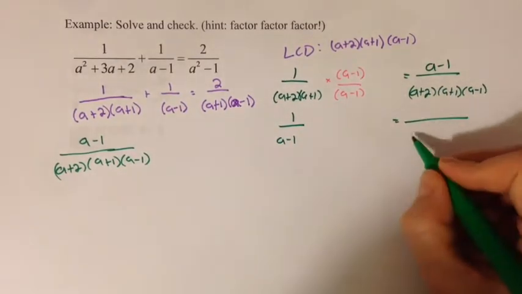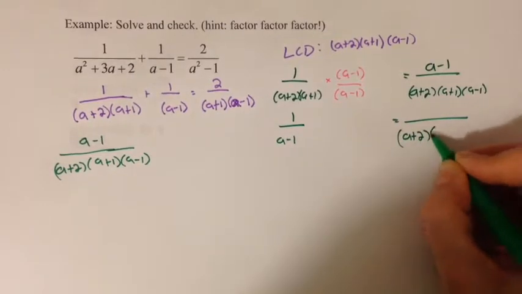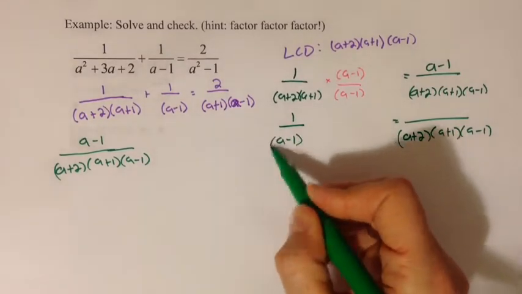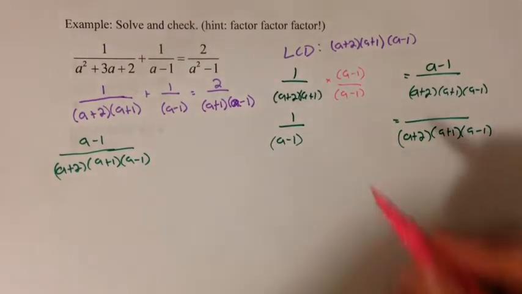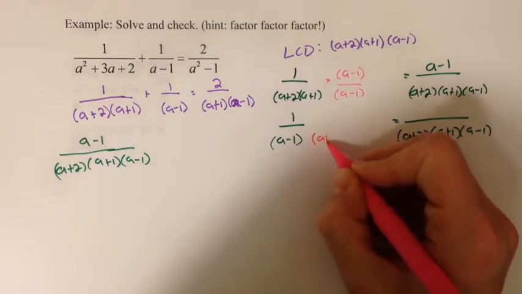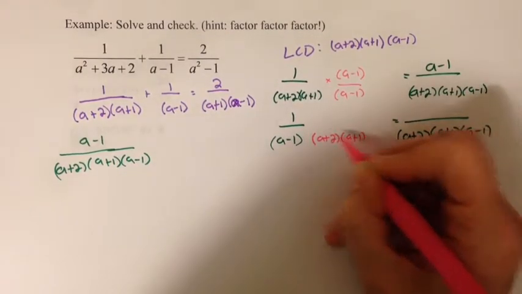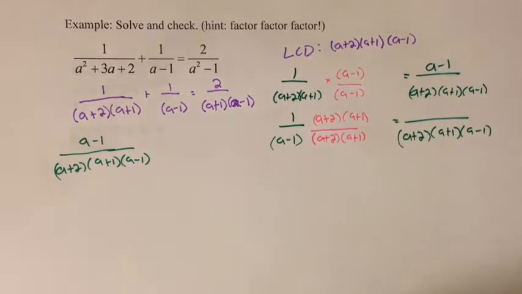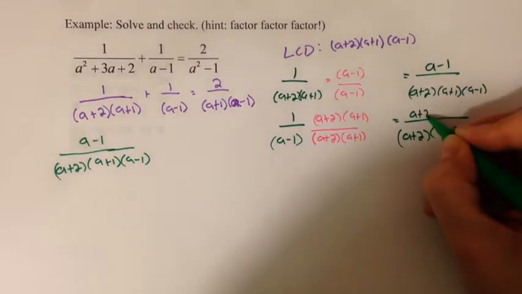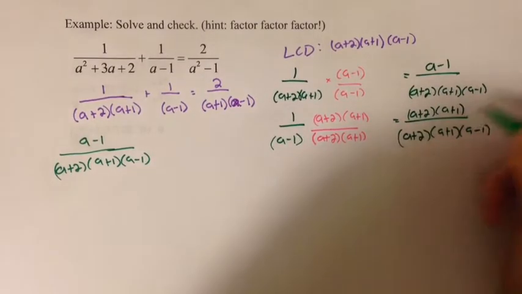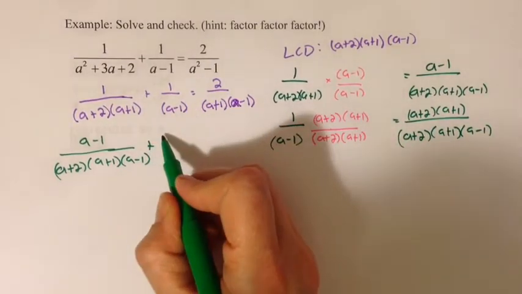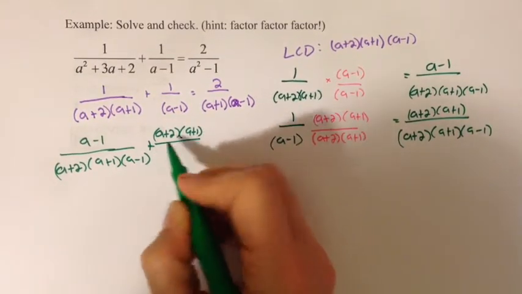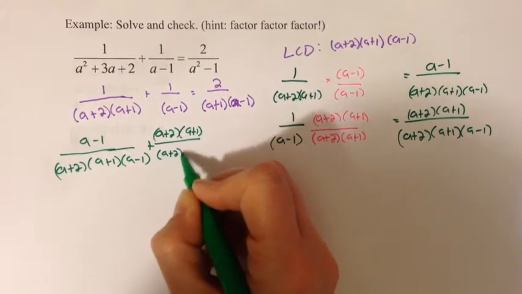Now we'll build up my second fraction, 1 over a minus 1. My goal denominator is (a plus 2)(a plus 1)(a minus 1). This one has the a minus 1, but it doesn't have either of the other two pieces, so I need to multiply by a plus 2 and a plus 1, both top and bottom, which gives me my new numerator, (a plus 2)(a plus 1). So there's my new second piece, (a plus 2)(a plus 1), all over that least common denominator.